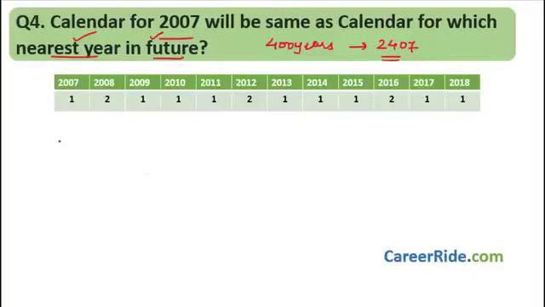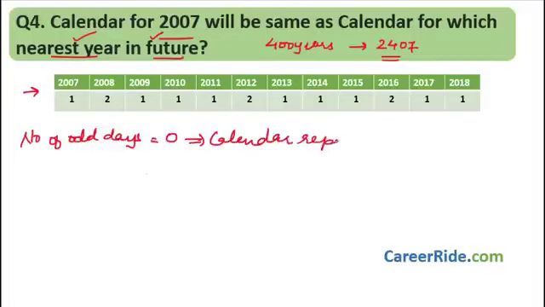Okay. So this question otherwise is very simple. It is just an application of what you have already learned. And what have we learned? We have learned that when the number of odd days becomes 0, the calendar repeats. Okay. So in this case, what we have to do is we have to find out when is it that the number of odd days is becoming 0.